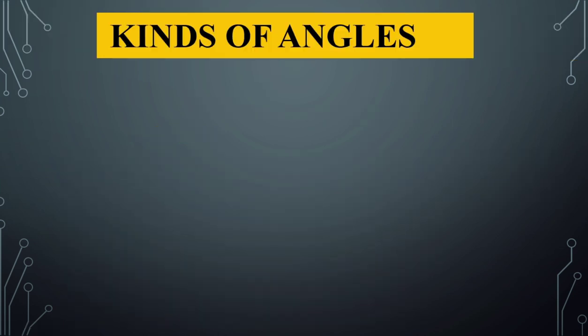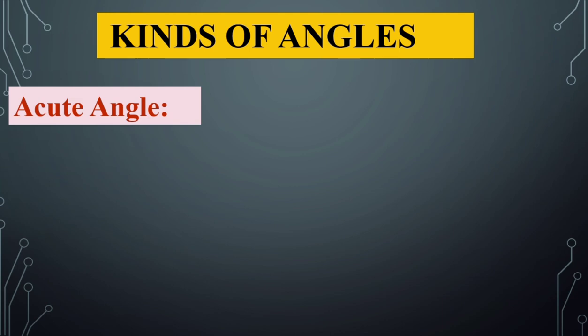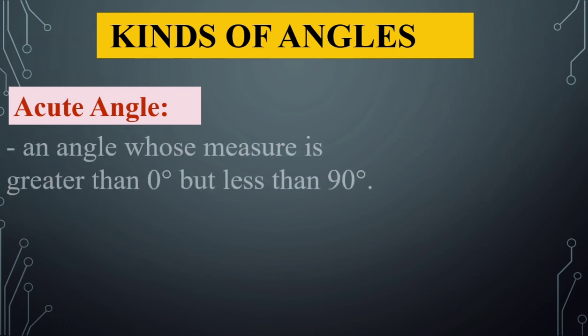Now, let's proceed to the kinds of angles. So, we have three kinds of angles. Iisa-isahin natin yun. First, we have the acute angle. So, acute. Parang acute, ibig sabihin cute, maliit, diba? So, that is an angle whose measure is greater than 0 degree but less than 90 degrees. Ibig sabihin, kapag ang nakuha mong sukat ay mas mataas sa 0 pero mas mababa sa 90, yun ay tinatawag nating acute angle.